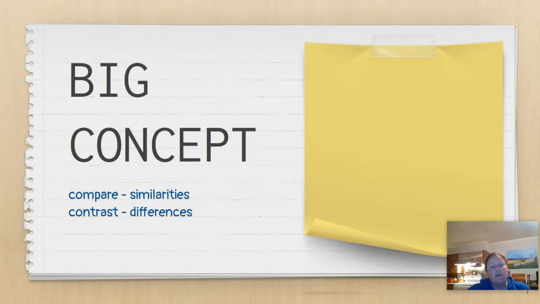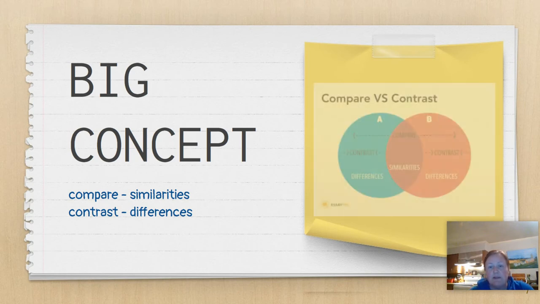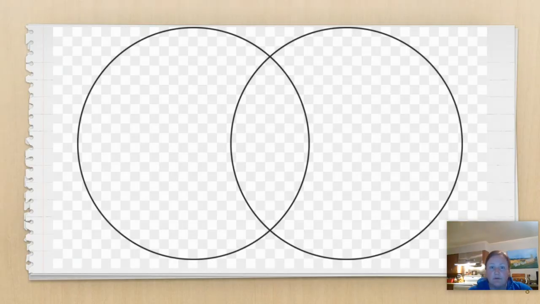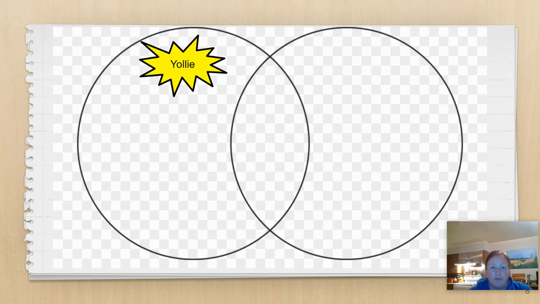Big concepts. Compare means that we need to share similarities. Contrast means that we need to show differences. I just wanted to review that really quickly. Oftentimes when we compare and contrast, we see this Venn diagram. We're going to see it again today. So in the middle, we show the similarities, and on the outsides, the differences between the characters. So let's go ahead and get started right away.